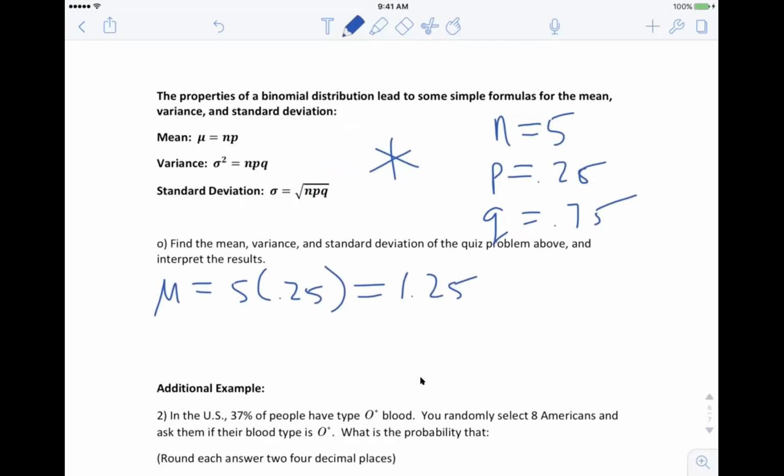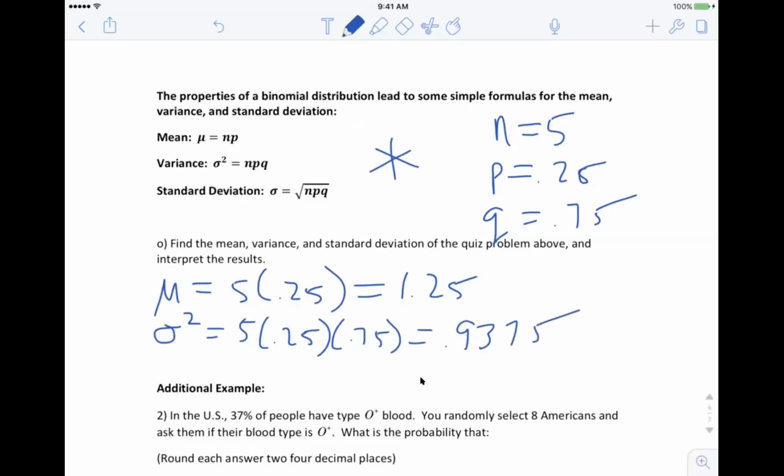How about the variance? So now you just multiply that by q. So for the variance, sigma squared, 5 times 0.25 times 0.75. All right, we're getting 0.9375.